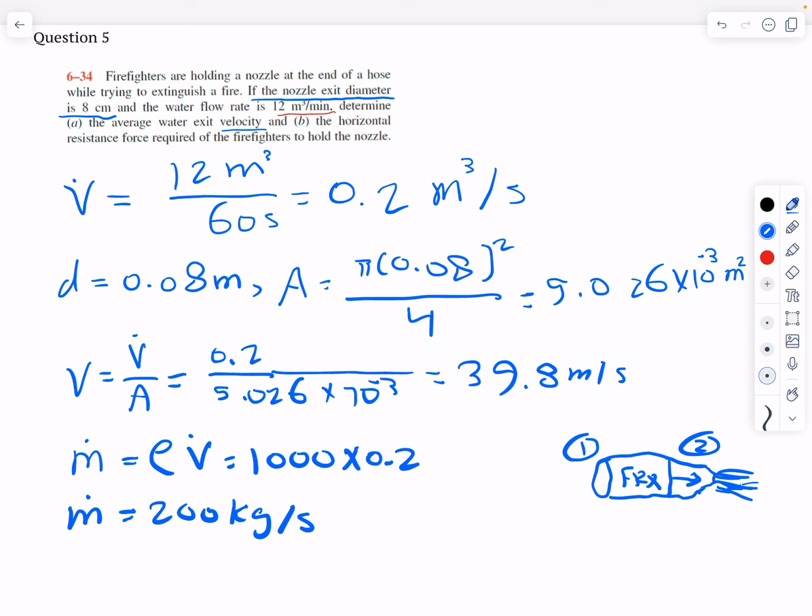Now we need to find the horizontal resistance force required for firefighters to hold the nozzle. So we have already drawn the free body diagram, or whatever you call it. It's very simple, but yeah.